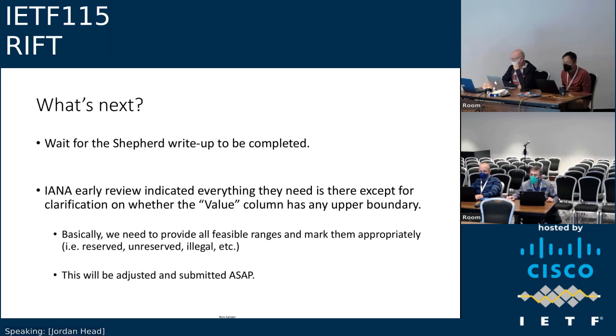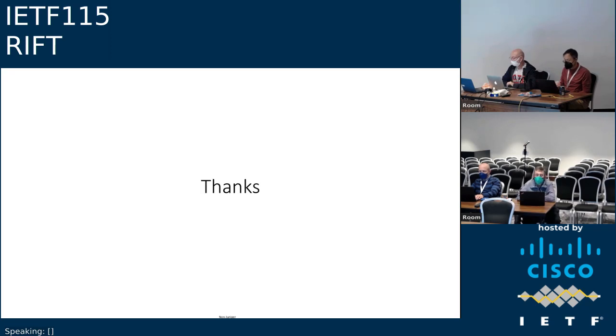And beyond that, we're just waiting for the write-up. IANA actually reached out a couple of days ago and pointed out that we need to specify a couple of ambiguous things, basically to specify upper bounds for some of the values and things like that. So we'll get that adjusted, along with Shepherd feedback, in the next version. And that's it. Questions?